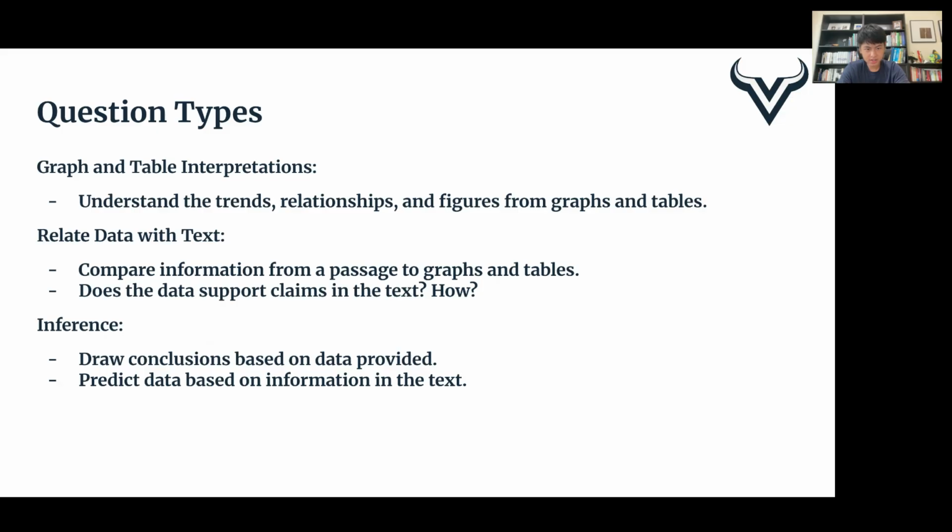Inference questions. This means you draw conclusions based on the data provided, and it requires you to predict data based on the information that it gives you in the text. So as you can see, all of these question types require you to have intuitive understanding of both the text and the data, and you need to be able to relate the two. This is required in order for you to conduct the analysis to answer these questions.